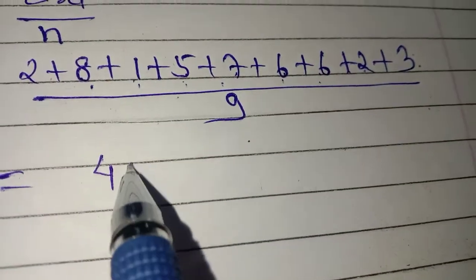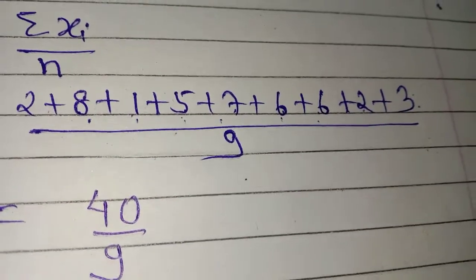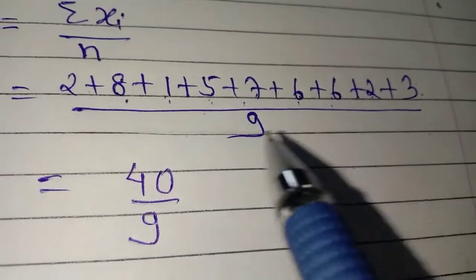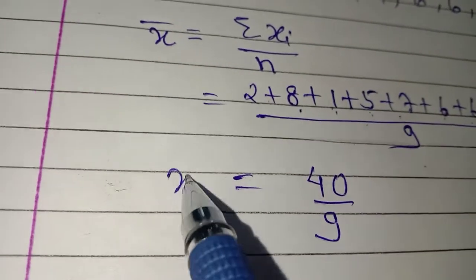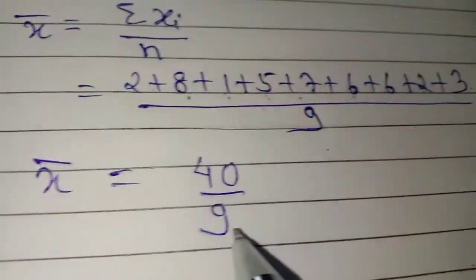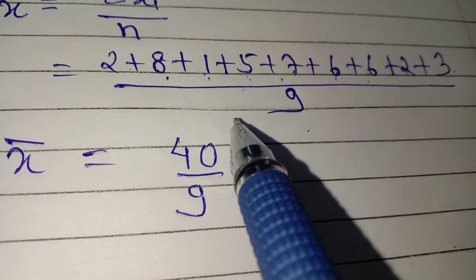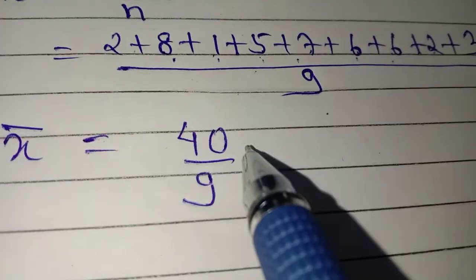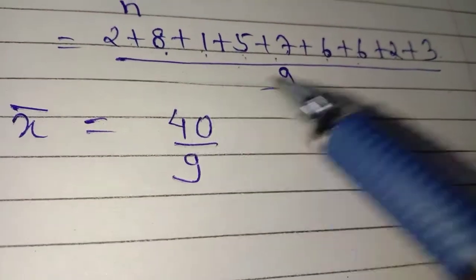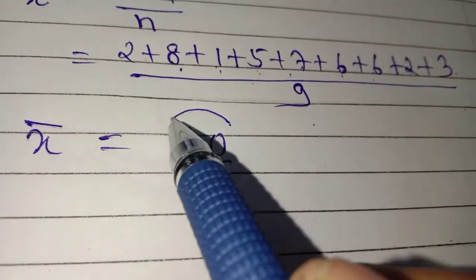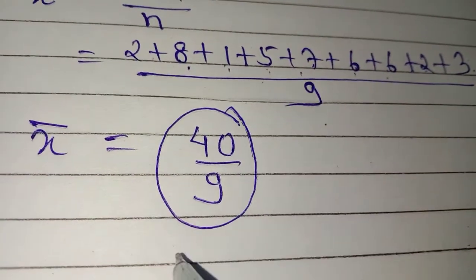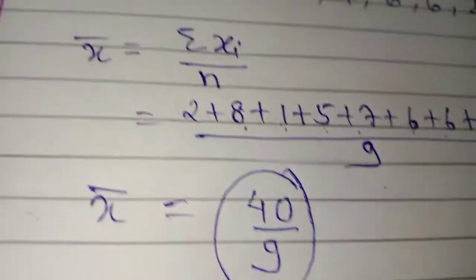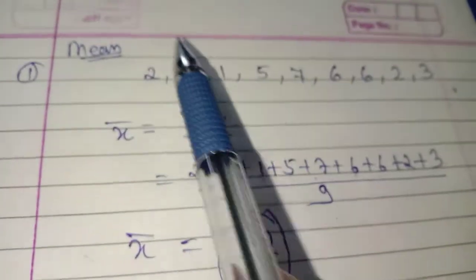It is something 40 upon 9. So that will be what? The bar x, the value of mean, is 40 upon 9. And if it is a completely divisible number, we can cancel it. Otherwise, we will go for their decimal value. It's up to you, so you can leave it up to here also. So this is the way to find mean.